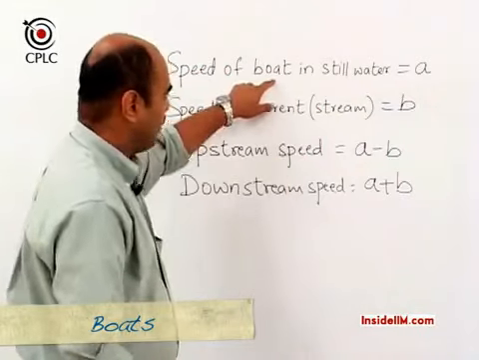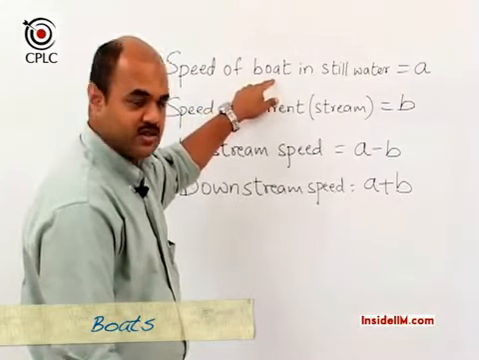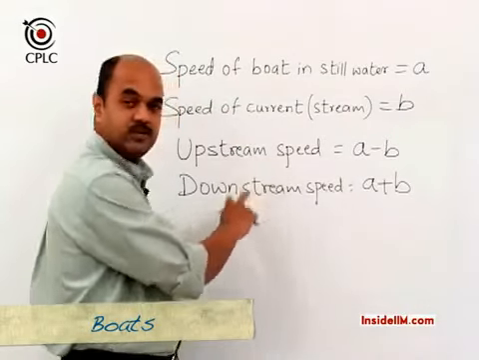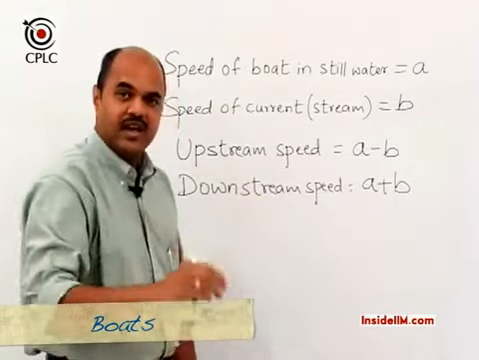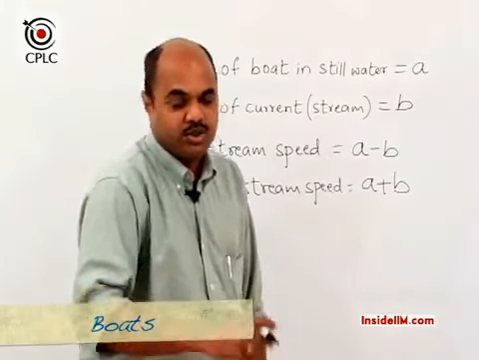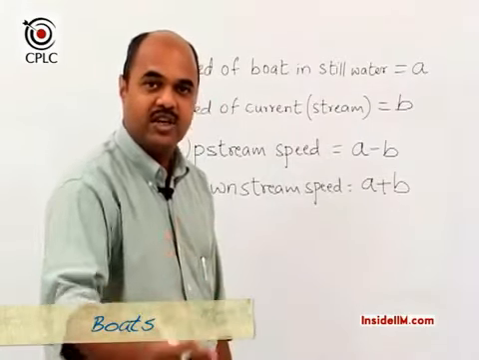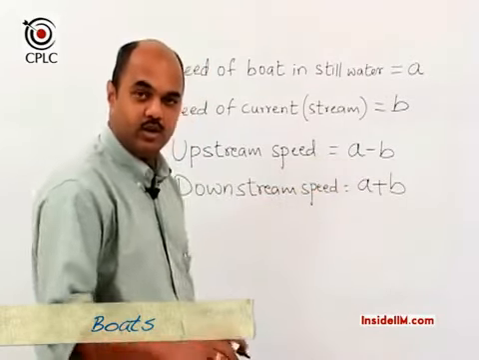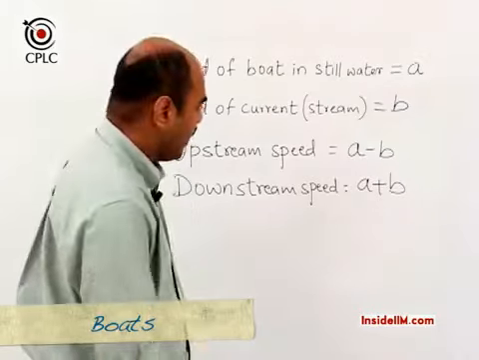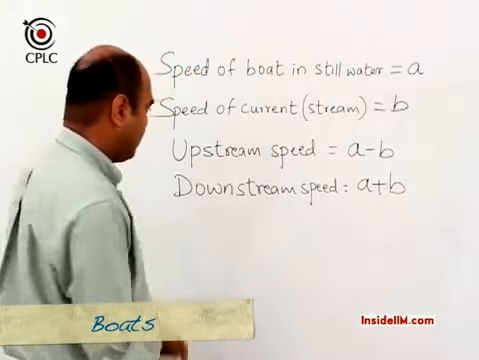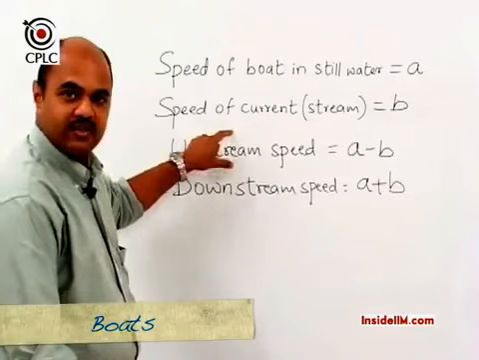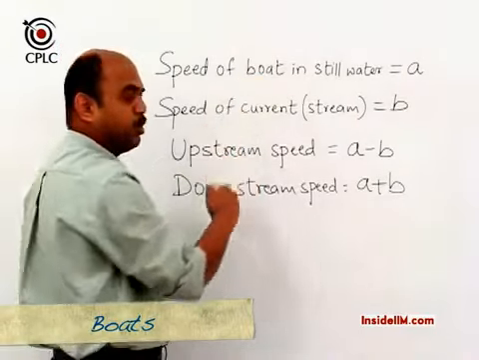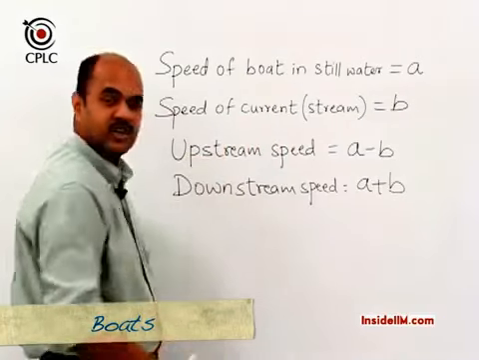So if speed of boat in still water is given to us and speed of current is given to us, then we can find upstream speed and downstream speed, and then look at the question asked, which could be in terms of time taken and so on, and we can use these two formulae to answer the question. However, there are certain questions where the upstream speed is given and the downstream speed is given, and we need to find the speed of boat in still water or the speed of the current.